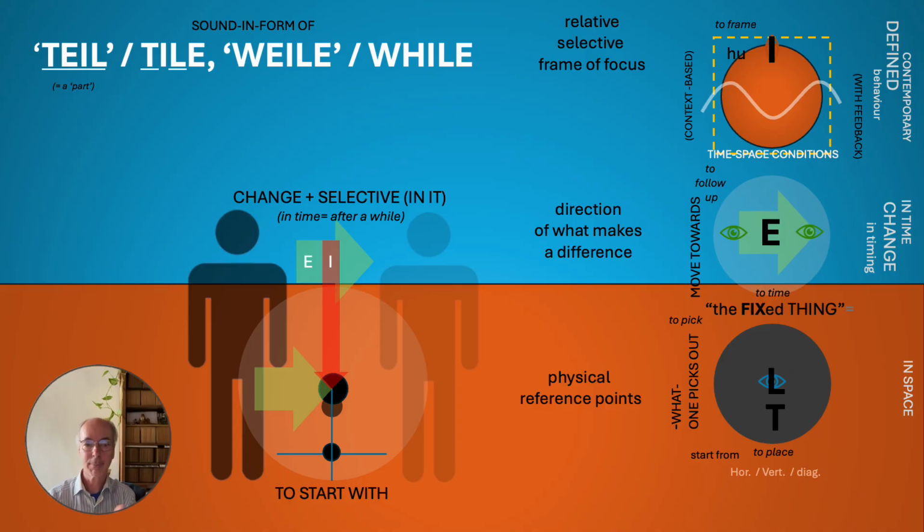So this change plus a selectiveness and also in time. So after a while I will see it, I will see what it is. After realizing what the difference is, I notice what the difference is. But it's not just that, it's not just E and I, because we do not pronounce E, we pronounce it differently. We pronounce it as I, TEIL.